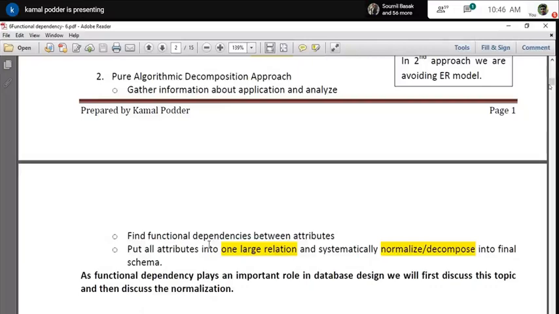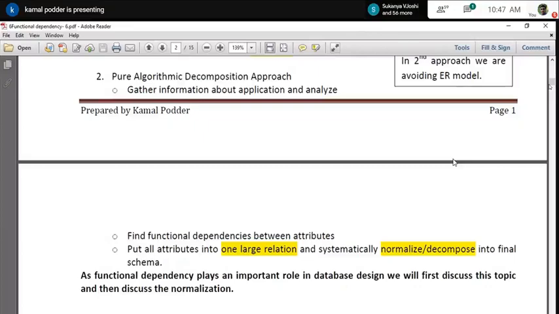After that, in this case, we put all the attributes into one large relation. Mind it, here we have not done the ER diagram. You have examined all the attributes and found out the functional dependencies, and now I have to create the table. How will I create it? We just put everything in a large table and then systematically normalize it one step after another.